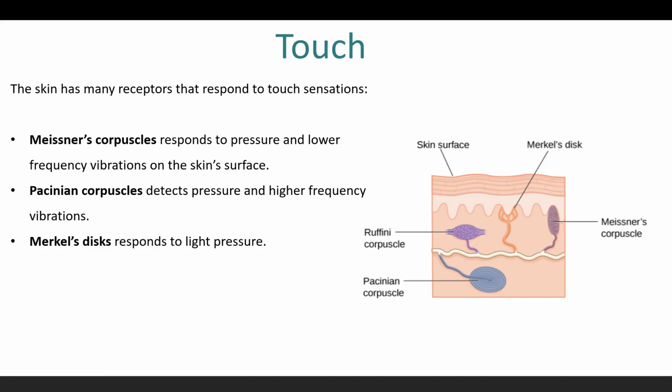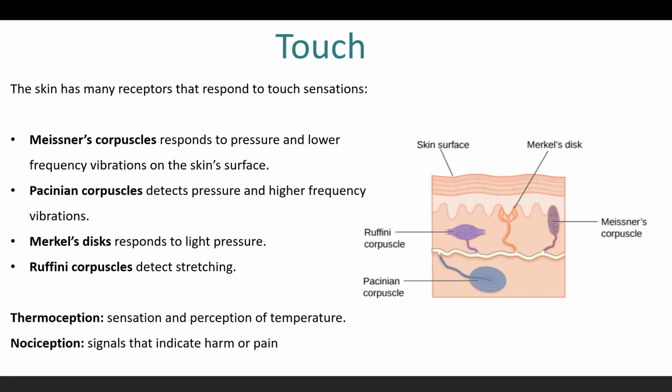And then Merkel's discs respond to light pressure, so really light touches. And then Ruffini corpuscles detect stretching of the skin. Other things that involve touch include thermoception, which is the sensation and perception of temperature, and then nociception, which are signals that indicate harm or pain.